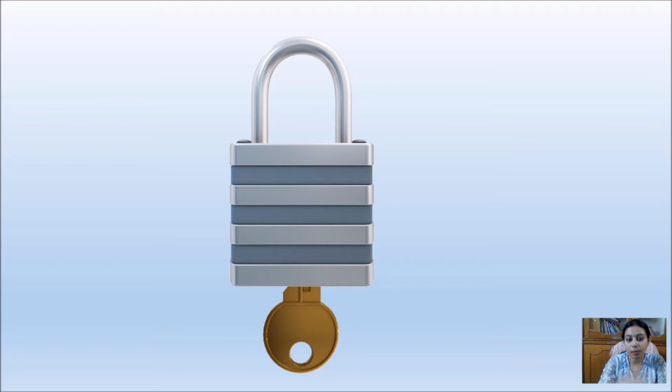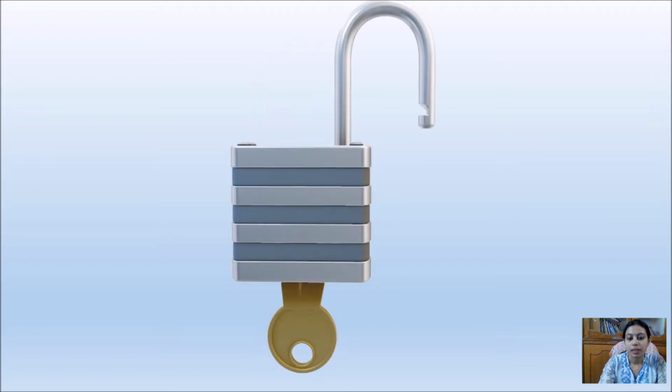If it is not complementary to the internal structure of the lock, it will not be able to open the lock. But if it is complementary, then we will be able to open it, which is exactly the case with the enzyme and substrate. If the active site of the enzyme is exactly complementary to the substrate, then the product will form, or it will decrease the activation energy in the process of formation of the product.